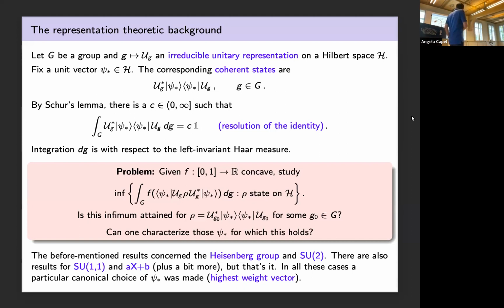So we want to understand, if you have coherent states, when are coherent states better than others? I mean, the coherent states depend on the psi star. Which are good coherent states and which are bad coherent states, so to speak? That's what we want to understand. And it's not clear whether we should look at this general concave function or just at the entropy. There is lots of room to play with these.